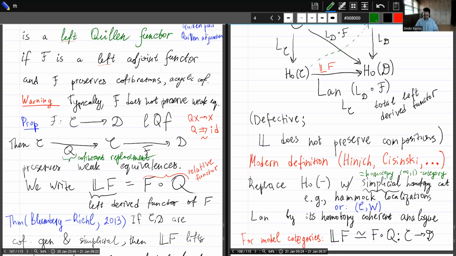But do notice that for relative categories, morphisms are required to preserve weak equivalences. And this is exactly what is accomplished here. So this functor is a relative functor.